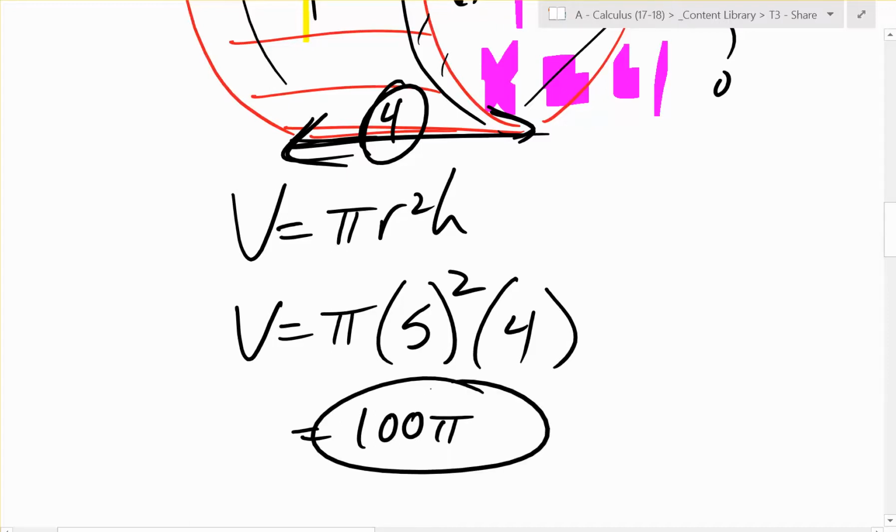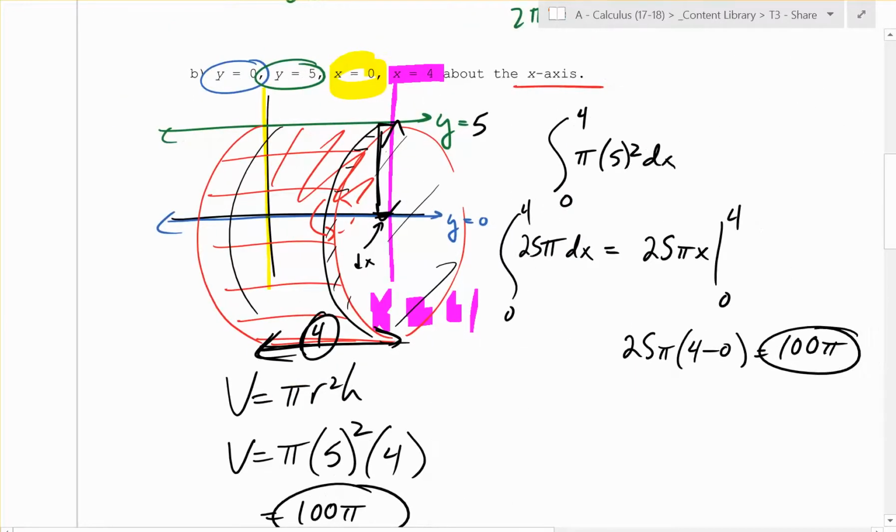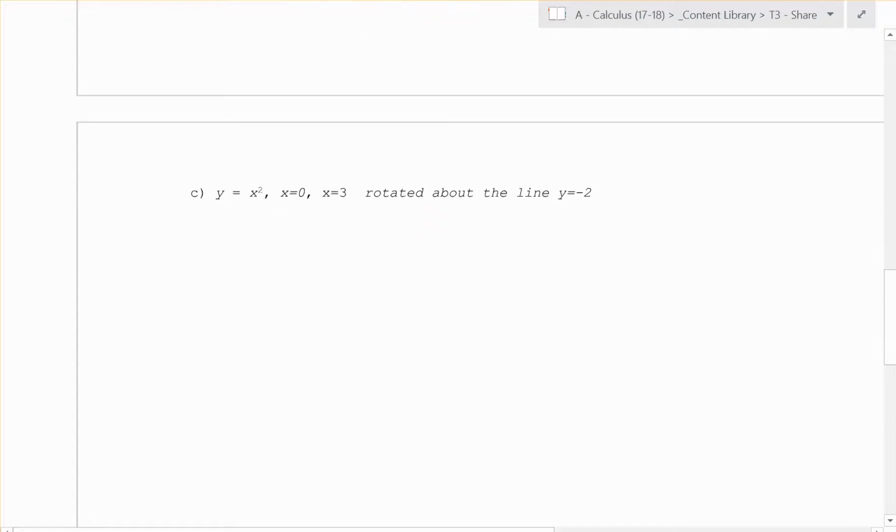You can do it both ways, and it's easier to do it that way, and you should be able to recognize that, but you can only do that because this doesn't change. It's y equals 5 the entire time. You would need calculus and change that radius right there if it was going to be a different function, like here.